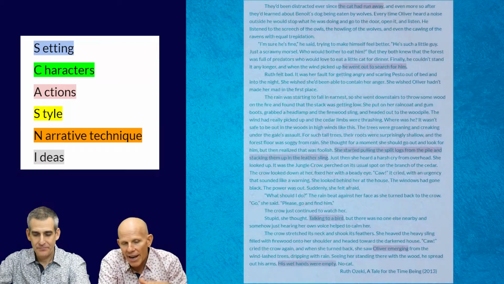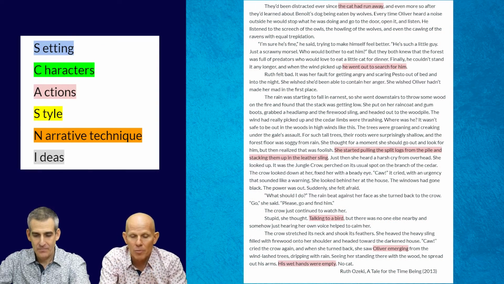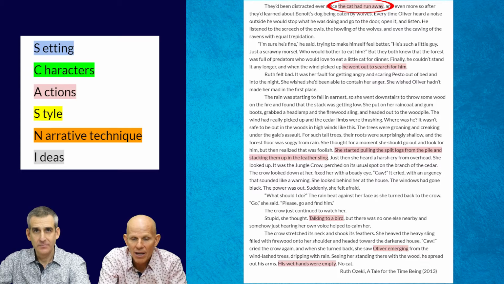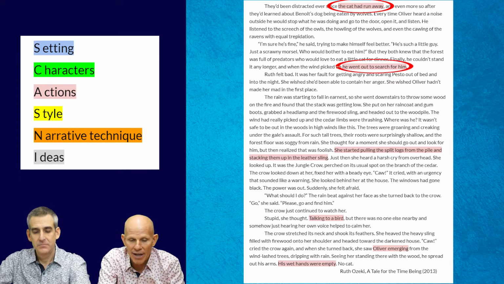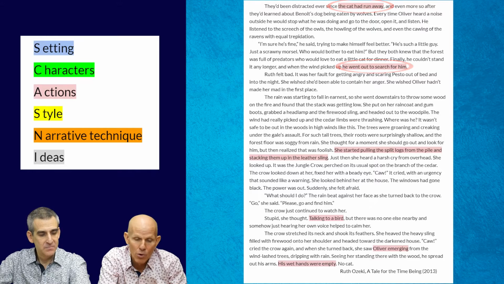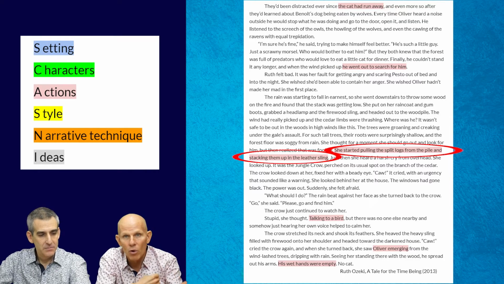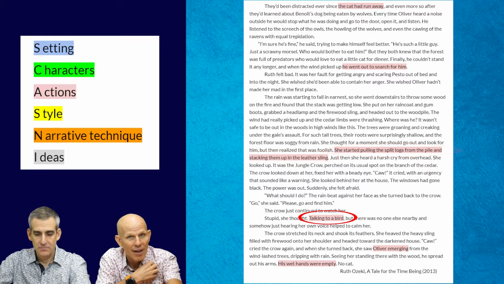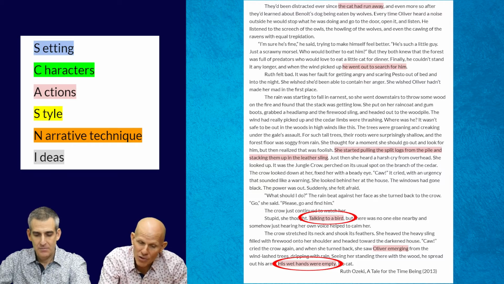Again, looking at action, what's happening in this passage. We know that the cat has run away. We see Oliver going outside and deciding to go look for the cat. We see also the woman, Ruth, berating herself and going to the wood pile to try to get more firewood, talking to the crow. And then Oliver comes back empty-handed. This is the plot of this short passage.